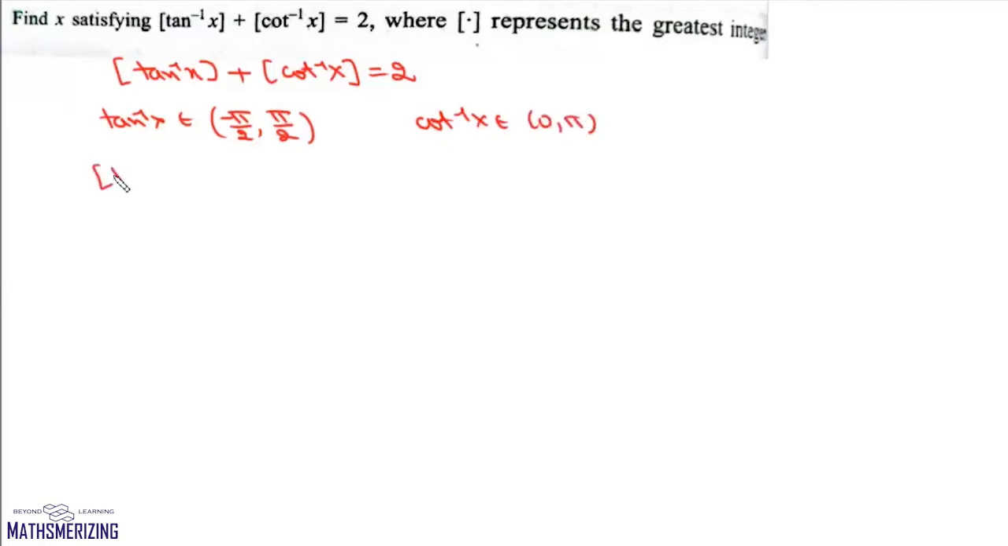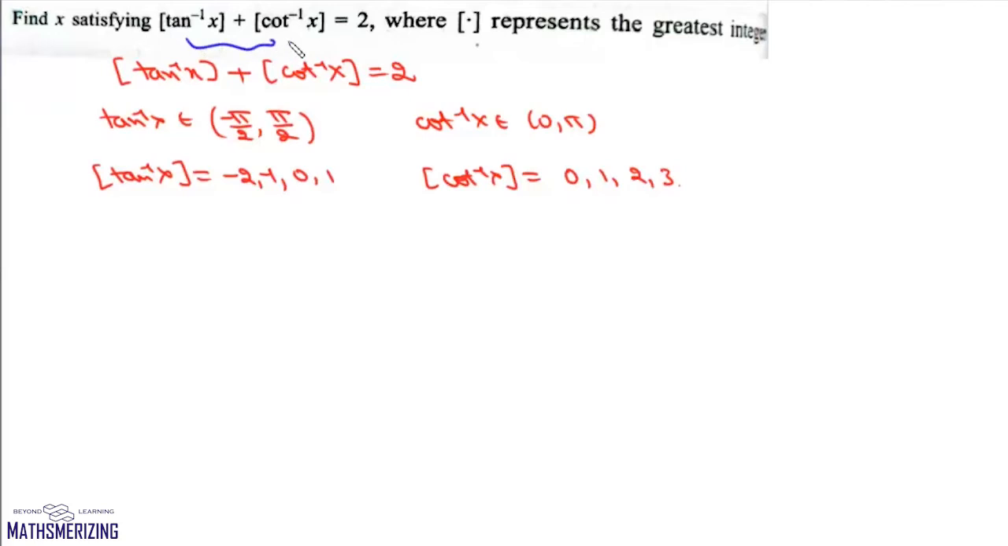So the possible values of the greatest integer function of tan inverse of x are minus 2, minus 1, 0 and 1. So we have 4 values. And the greatest integer function value of cot inverse of x will be 0, 1, 2 and 3. So we have 4 possible values for the greatest integer function of cot inverse of x also. Now we need their sum to be 2.